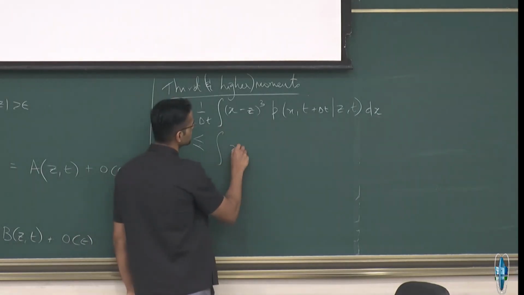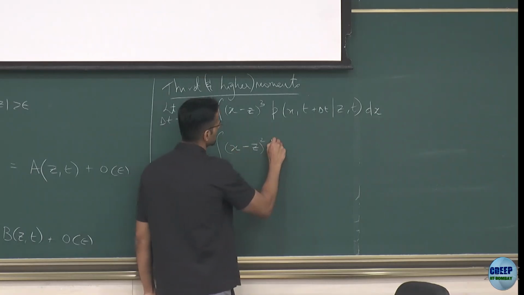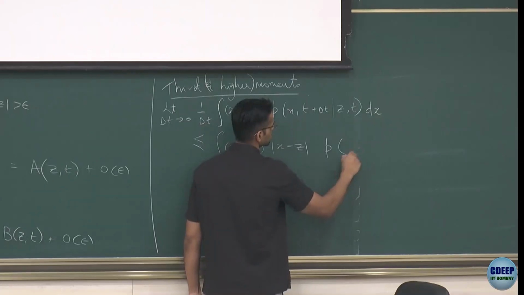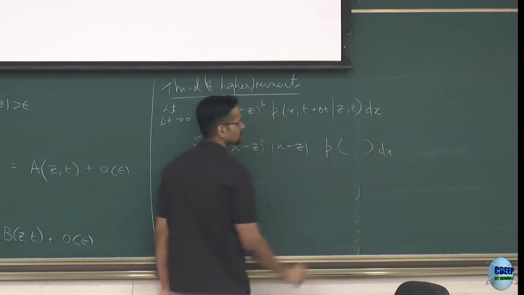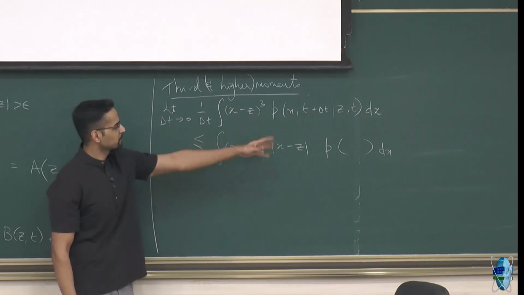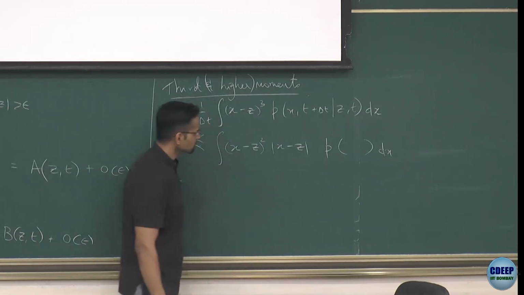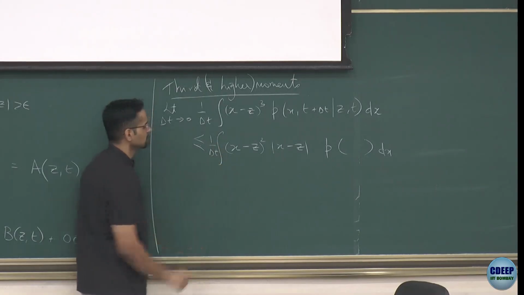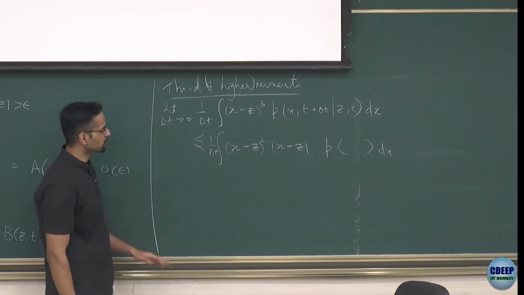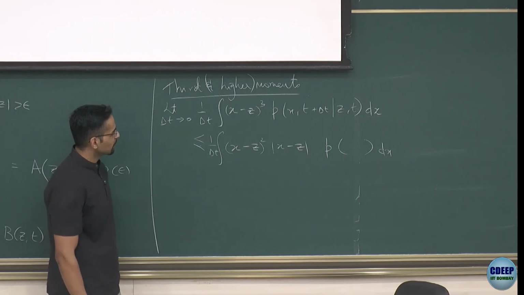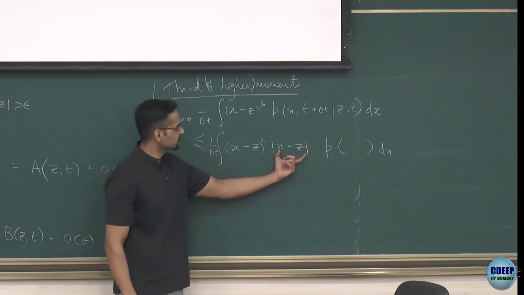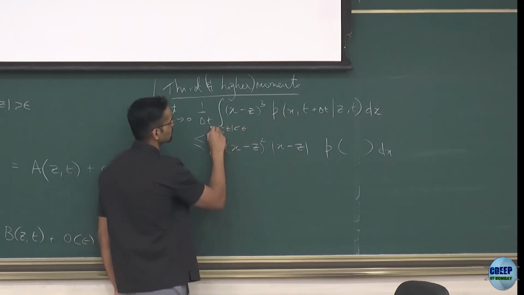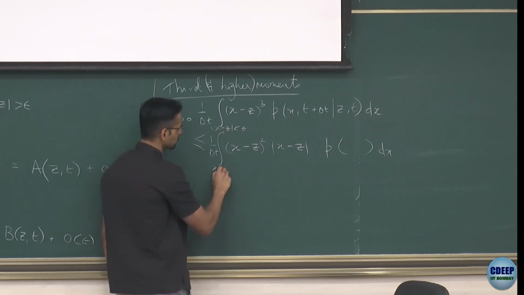So I can say this is less than x minus z square times mod x minus z, times the probability, same thing. I'm not writing that, but same thing. You carry the limit everywhere. Now what I can do again is to note that this x minus z, of course I forgot to do this, we're only looking at x minus z less than epsilon. The same story.